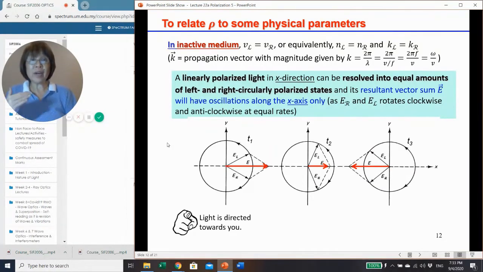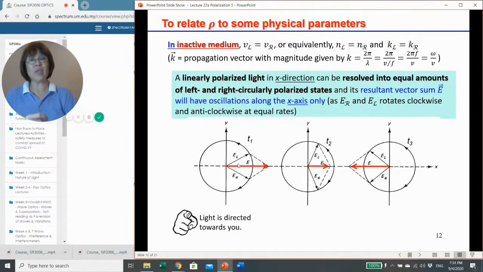Now, for a linearly polarized light in the x direction, you have this vector in the x direction. This ray is actually coming towards you, but it's linearly polarized in this direction. Now, it is made up of equal amounts of EL and ER. So at t equals 0, EL and ER are both aligned along x, so the resultant would be up to here. Now, as they move up to time t1, the angle rotated by EL is this much, and the angle rotated by ER is this much.